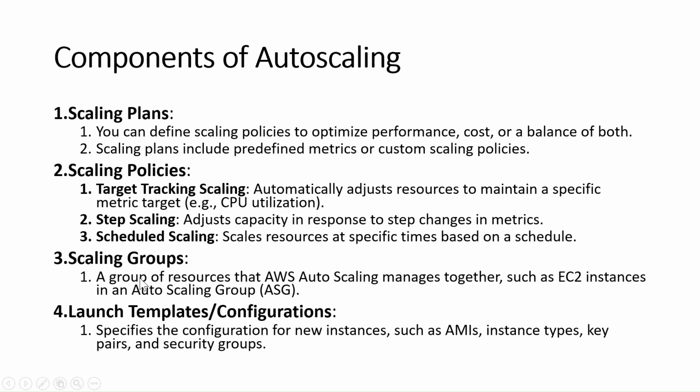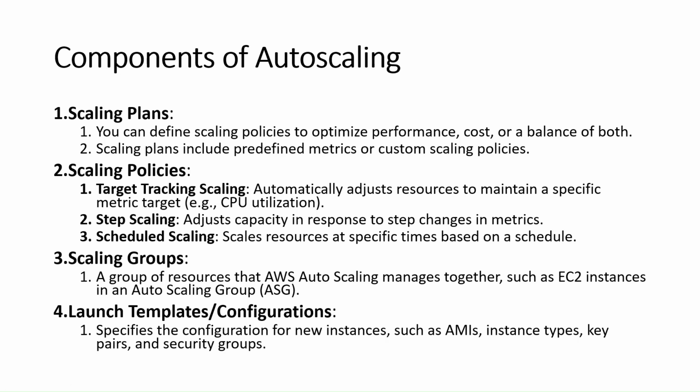Scaling groups. A group of resources that AWS autoscaling manages together, such as EC2 instances, in autoscaling groups. So it's a collection of resources like EC2 instances managed as a unit. So it ensures all the resources in a group are treated consistently and automatically replaces the unhealthy instances to maintain reliability. Example, a group of instances running a web application can scale up or down together based on the traffic.